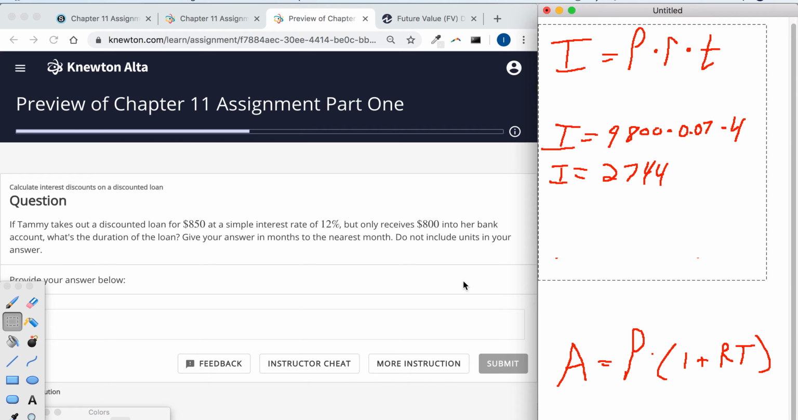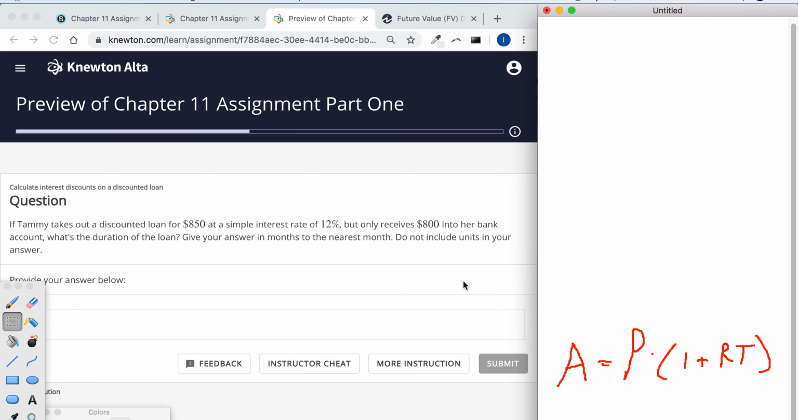Discounted loans. Tammy takes out a discounted loan for $850, a simple interest of 12%, but only receives $800 into her bank account. So what's the duration of the loan? So how long does it last for? Okay, so a discounted loan means you take out a loan for $850, but they only give you $800 because 50 of it had to go immediately to interest. So we got $50 for interest.